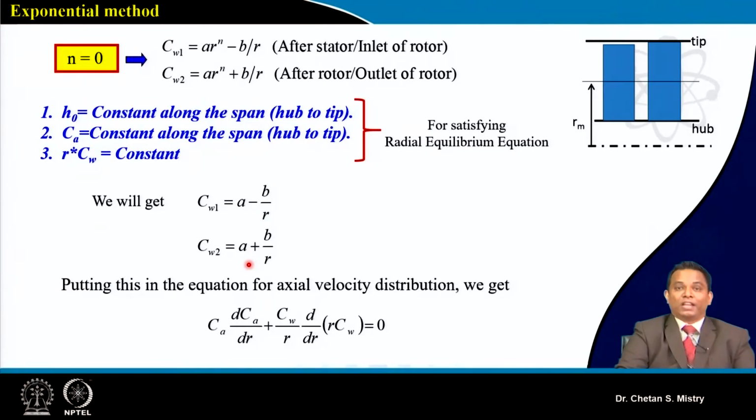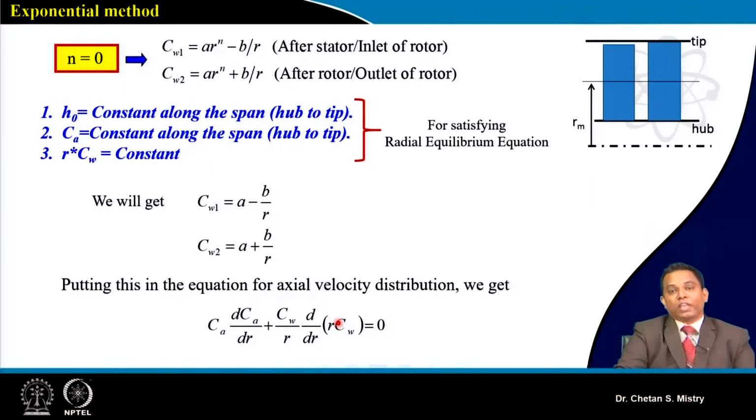Now you can understand this does not give me the satisfaction of free vortex, Cw into R equal to constant. But as we have discussed, we can still calculate the other parameters. So let me write down the equation. This is our equation. We can say my variation in axial velocity can be calculated by using this formula.